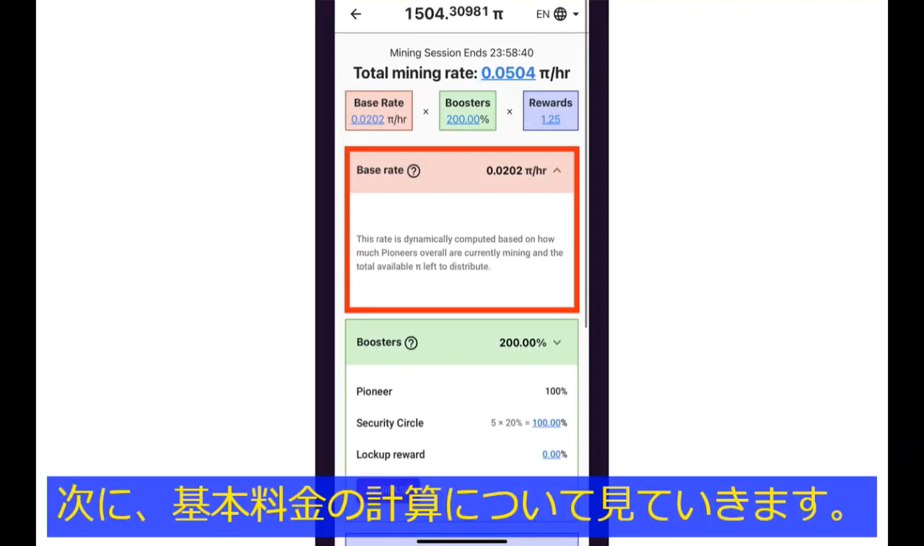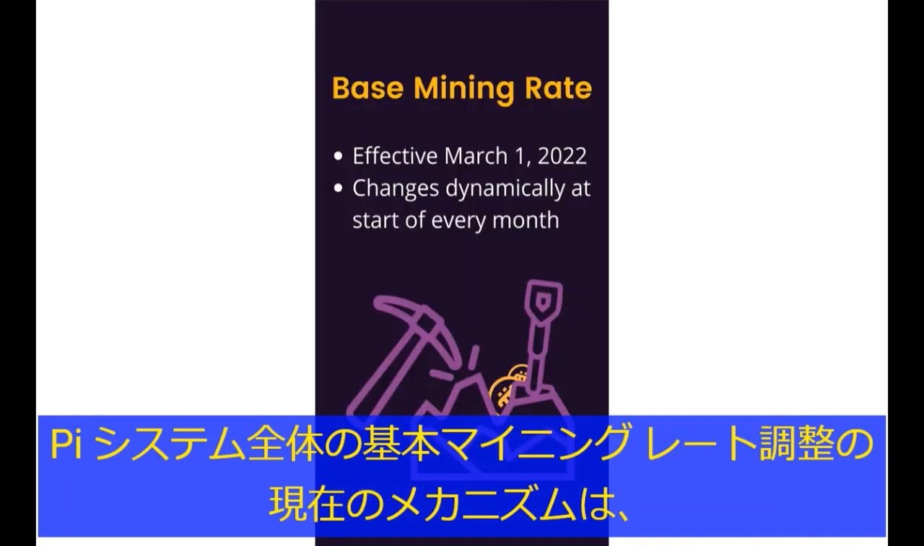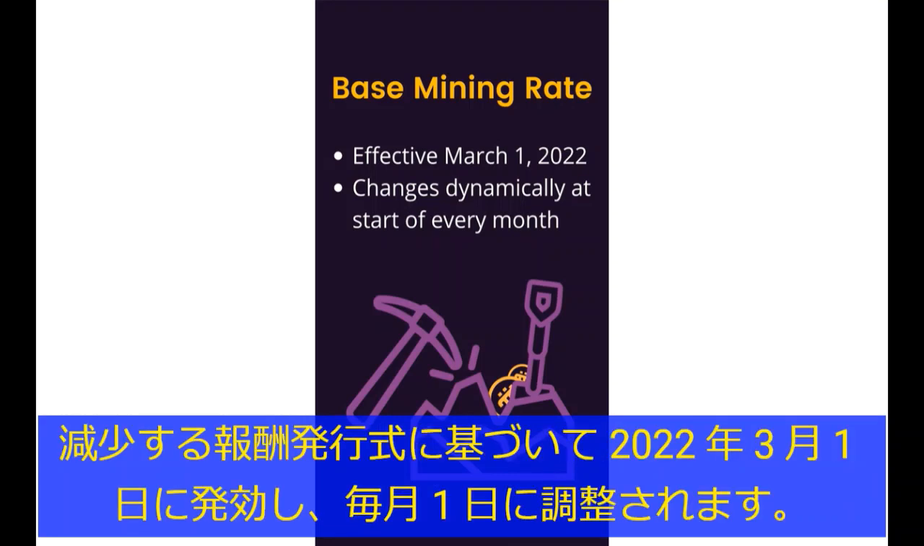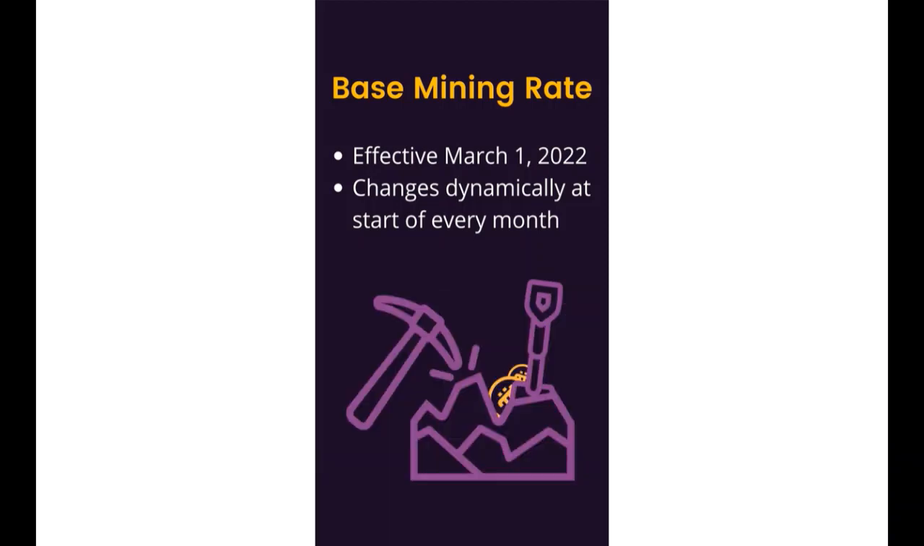Next, we'll look at the base rate calculation. The current mechanism of the Pi system-wide base mining rate adjustment became effective on March 1st, 2022 based on a declining rewards issuance formula and adjusts on the first day of every month. This change is in line with the direction outlined in the three updated white paper chapters released on December 28, 2021, along with the launch of the enclosed mainnet.